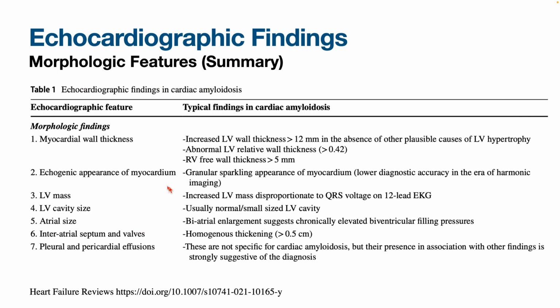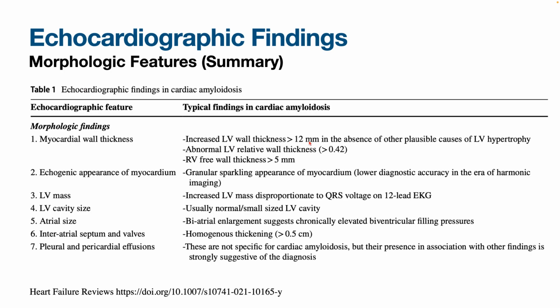There are three areas that we're going to talk about in terms of echo assessment of cardiac amyloid. There are morphological features, there's diastolic dysfunction and systolic function, and also some other novel parameters. So let's look at the morphological features first. These are things that we learned in medical school as well as early in our echo training. So we specifically look for myocardial wall thickness.